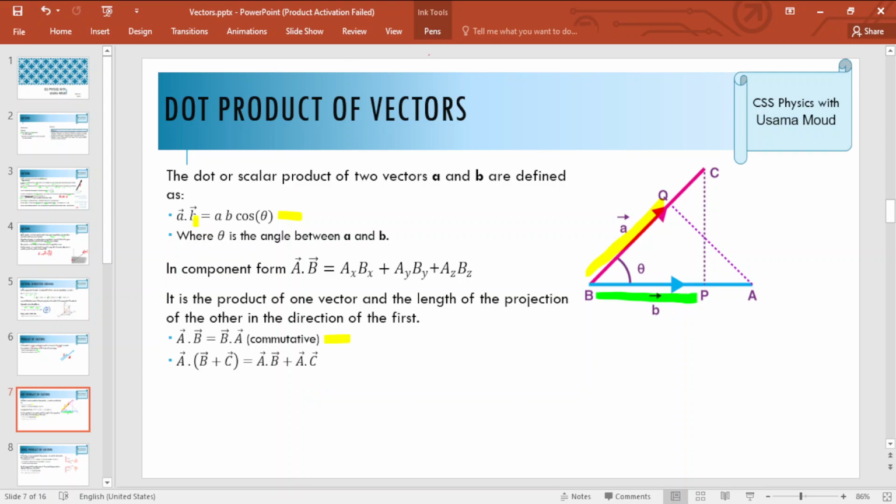And if we write the a vector in component form, for example ax, ay, az, and the b vector in component form bx, by, bz, then by using this formula we can get this simple expression. The x component is multiplied by x, y into y, z into z, and you add them, that would be the dot product. Similarly, we can open this formula, a dot (b plus c), so it would be a dot b plus a dot c.